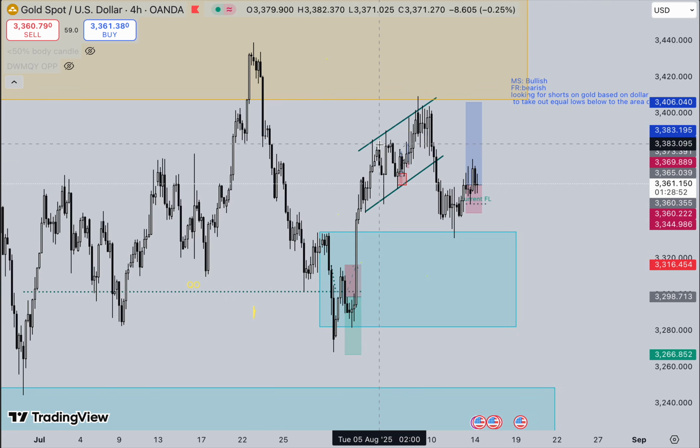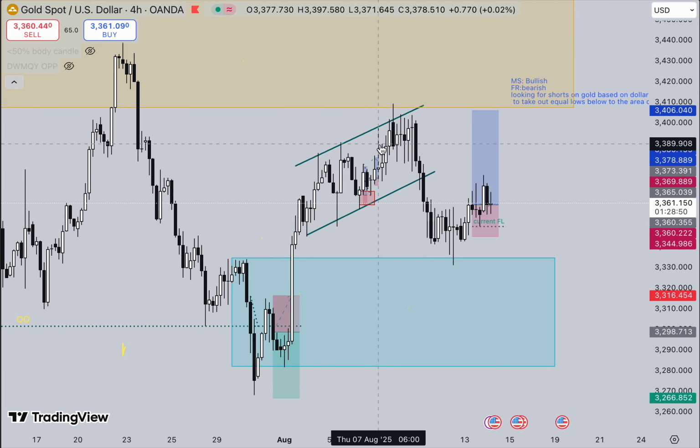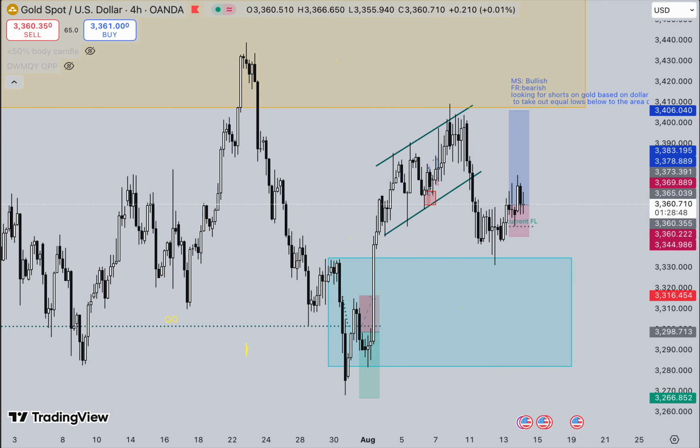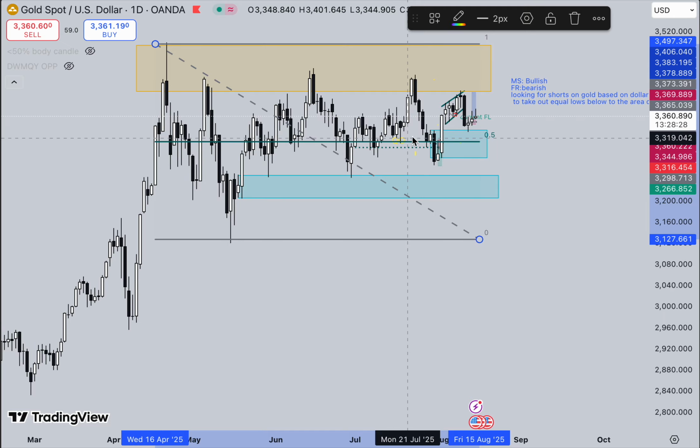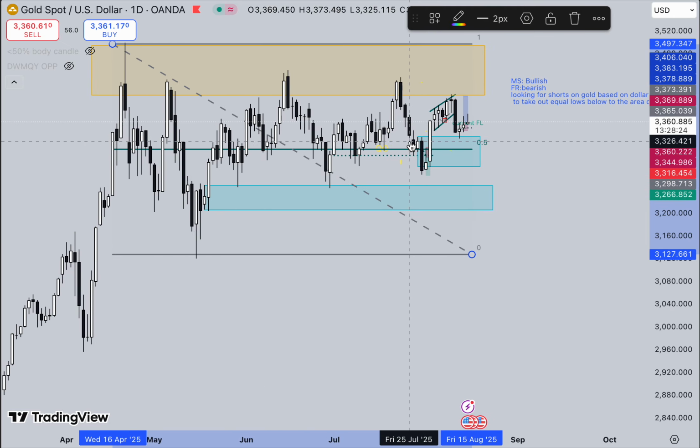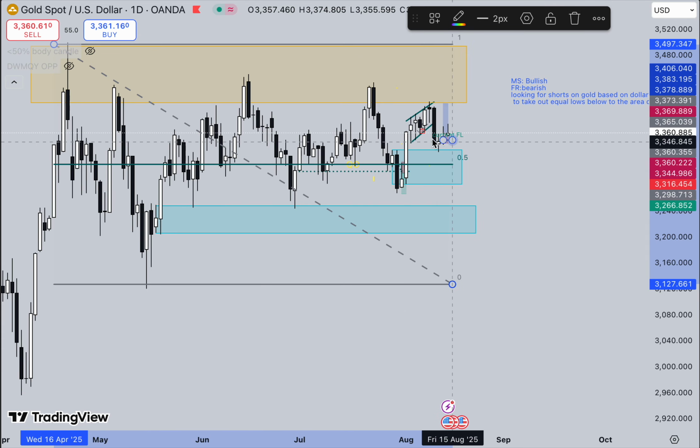Okay, for gold. If you see on gold, right, let's come to the daily. You can see we came into here and now we're just consolidating. Whenever we're in a range, we want to take our range tool and put it right here. We have our 50%, our support. It's quite necessary for us to know where that is.